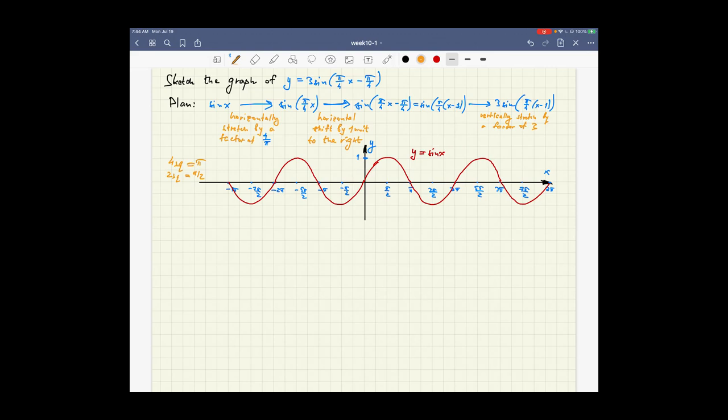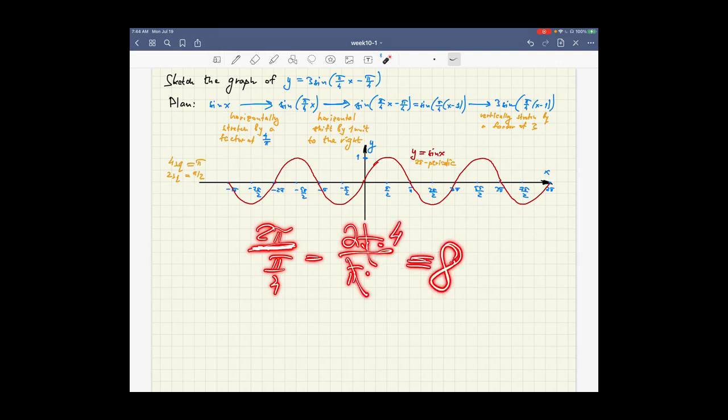All right. Now we stretch horizontally. This function here is 2 pi periodic. We want to obtain this function. What will be the period of that? Well, the period of that will be 2 pi over the coefficient in front of x, which is pi over 4, which is 2 pi over pi times 4, which is 8. And of course, 8 is greater than 2 pi. So our function will be slower than the original one.